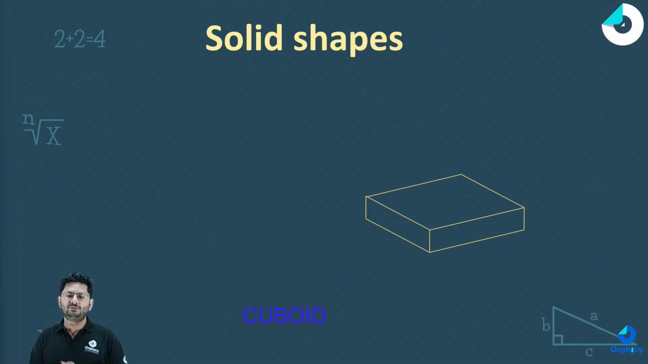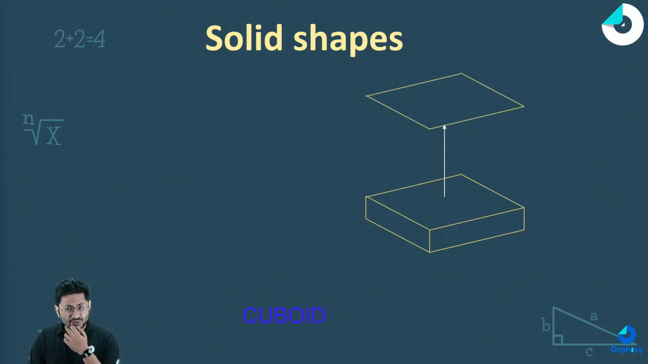Okay, so let's move on to the next part, that is the solid shapes. So there are a few solid shapes that we have already studied like cuboid, cube, cylinder, then sphere or a cone. All these things which we have already studied, right? Okay, so this is a cube that is visible to you. In this, there are 6 faces.